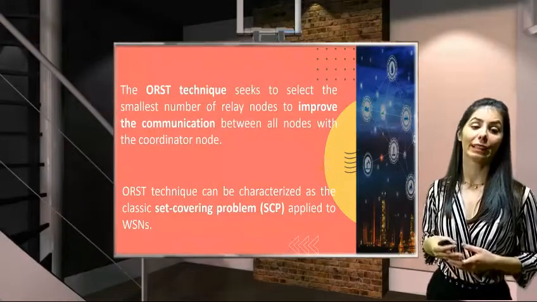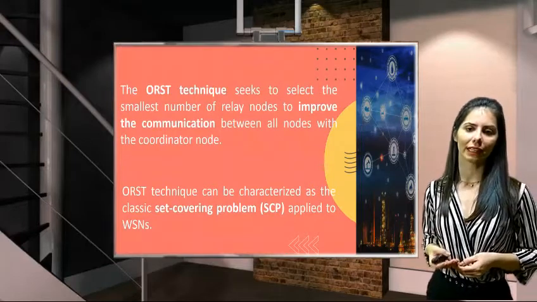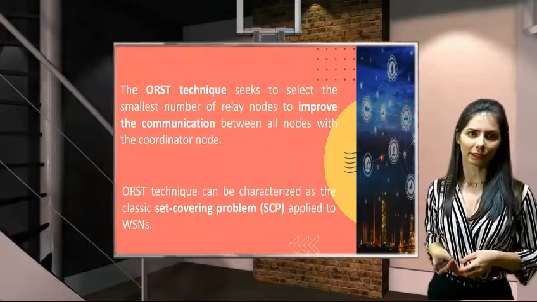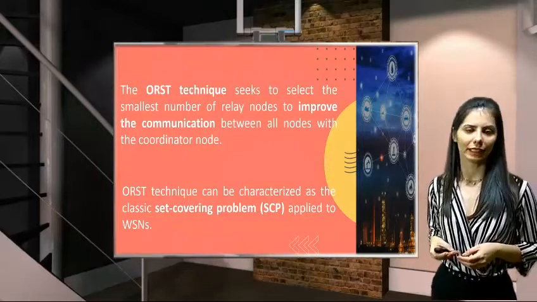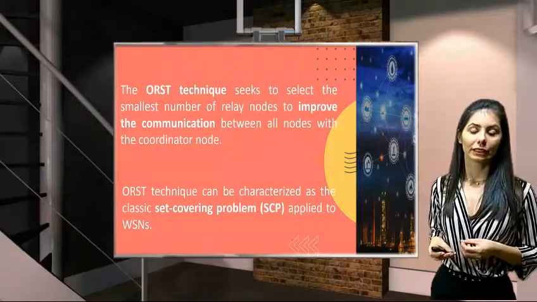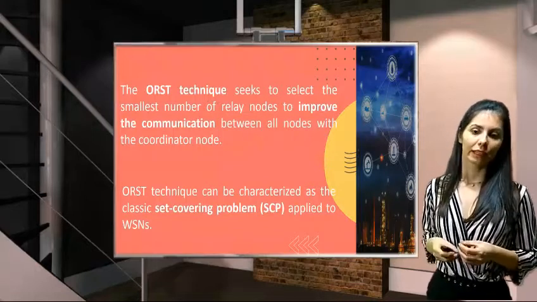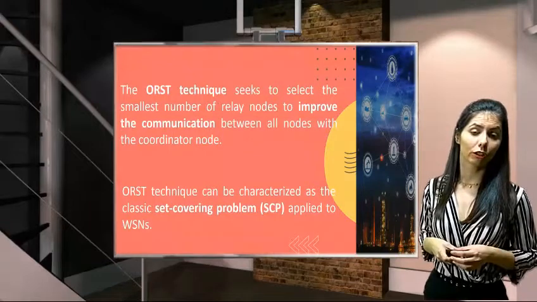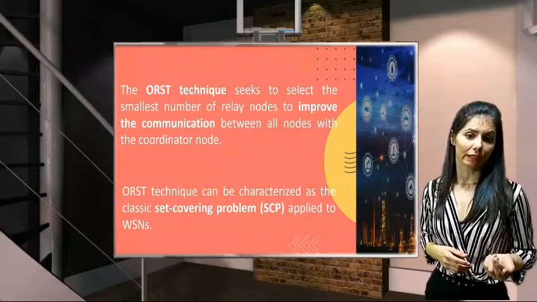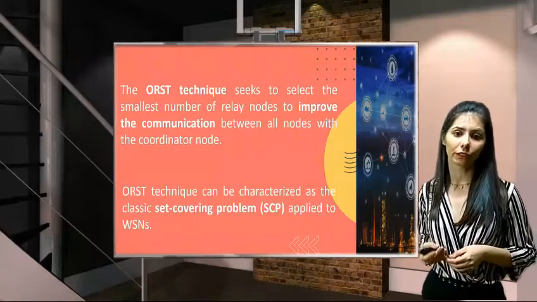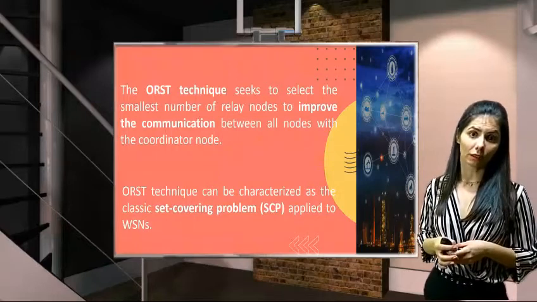To perform the adequate relay selection, in a recent work, we proposed a relay selection technique named Optimized Relay Selection Technique, ORST technique. The ORST technique seeks to select the smallest number of relay nodes and at the same time ensure that all nodes will communicate with the coordinator node. The ORST technique can be characterized as a resource allocation algorithm that may be reduced to the classic set covering problem applied to wireless sensor networks.